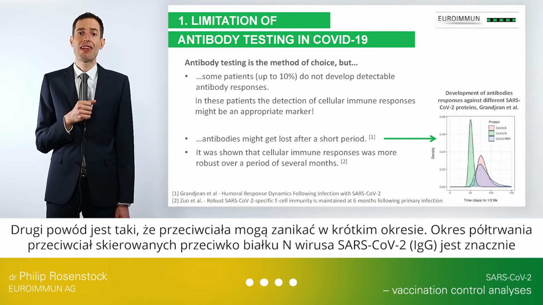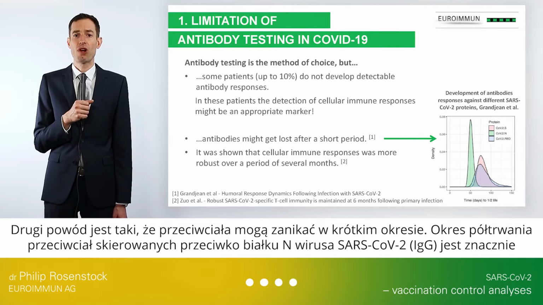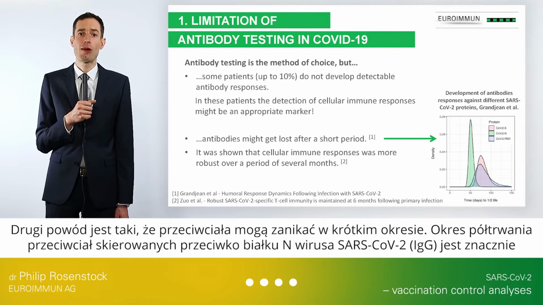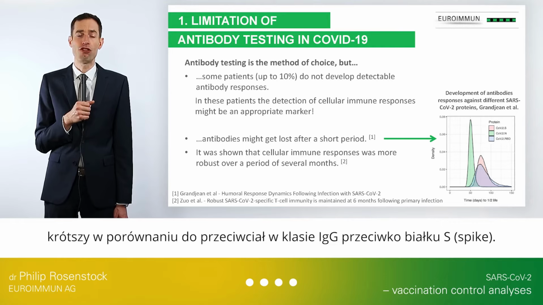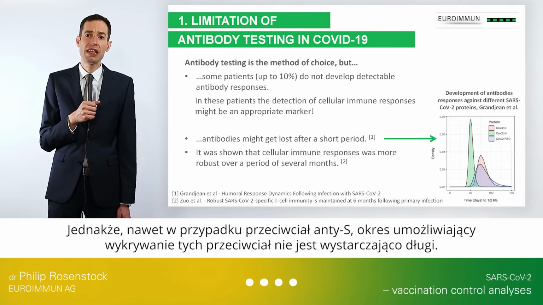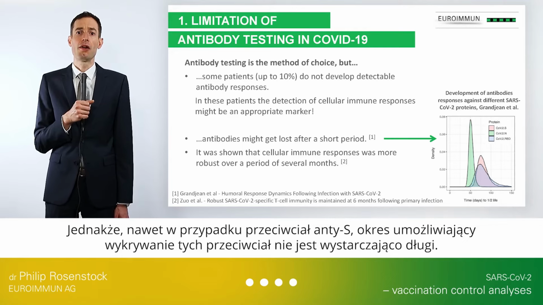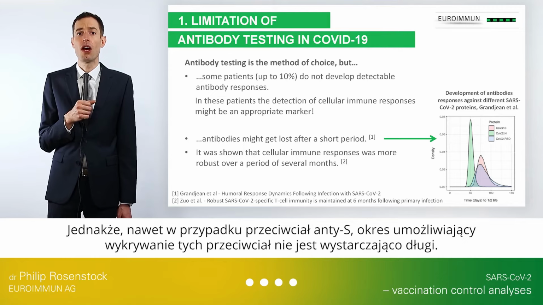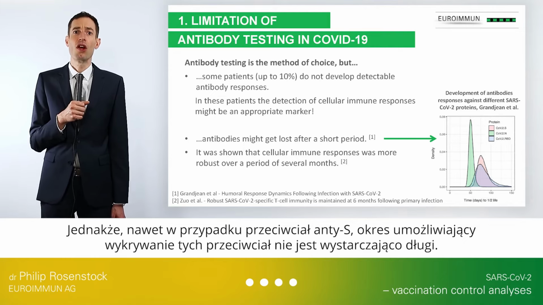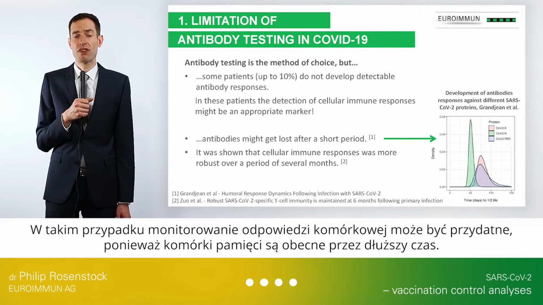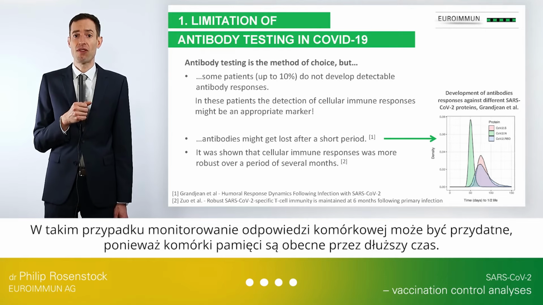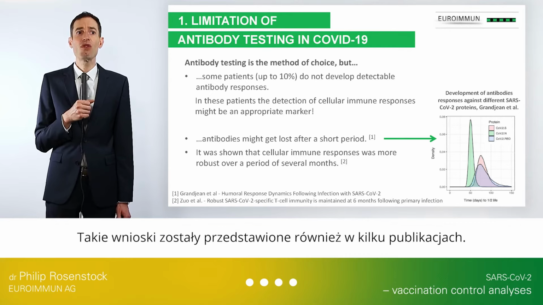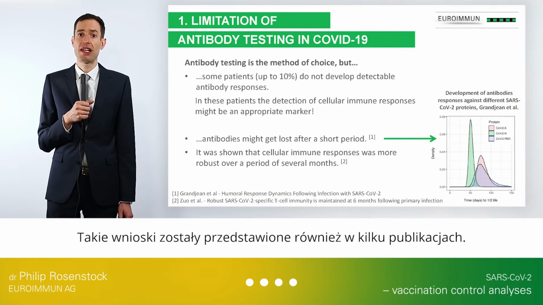Second is that antibodies get lost after a certain period. It was described that the half-life of anti-nucleocapsid IgG antibodies is, for example, much shorter than those of the anti-spike IgG response. However, also here for the spike IgG, the period of positivity is not too long. It's not that it is to infinity in any case. So here it might be helpful to detect the cellular immune response, since memory cells will be present over a longer period. And this was already published in several publications.